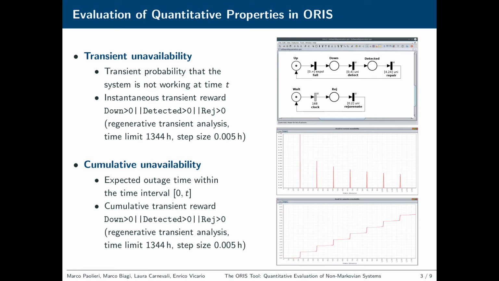The expected value of these reward expressions can be evaluated at different time points, as in the figure in the middle, or used as a rate to accumulate reward over time, in this case an available time of the system, as in the bottom figure. In fact, the peaks and steps here correspond to the rejuvenation times when the system becomes unavailable.